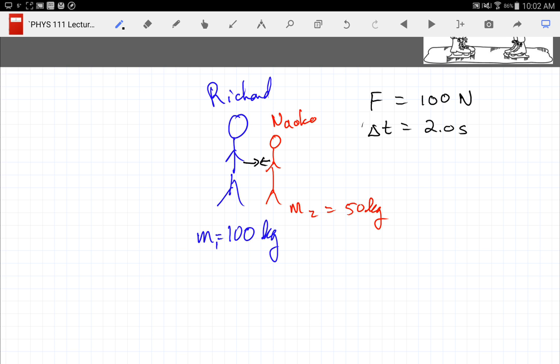What's going to happen if we have a force of 100 newtons between the two for a time of 2 seconds? First thing I need to ask. I said that force is 100 newtons. What is the net horizontal force acting on Richard? 100 newtons in what direction? Right. Or no, to the left. On Richard, it's going to be acting to the left. Correct. So Richard has a net force, and I'll put minus 100 newtons because of the direction. What about the net force for Nalco?